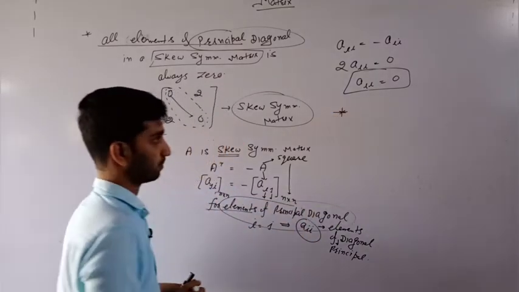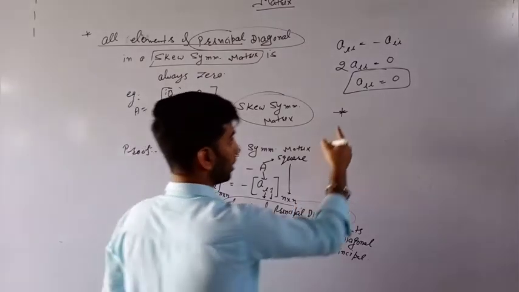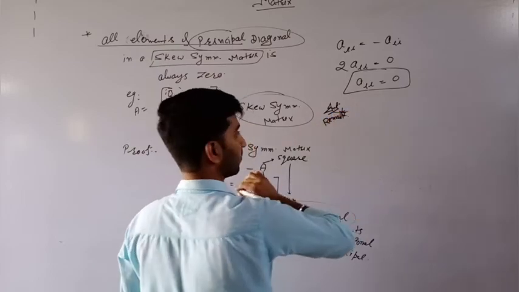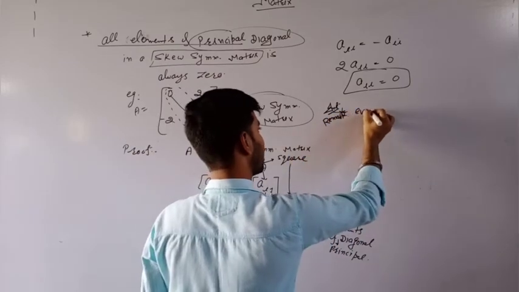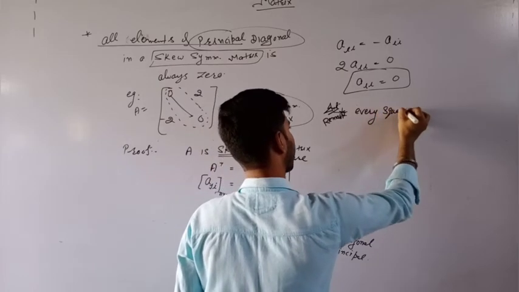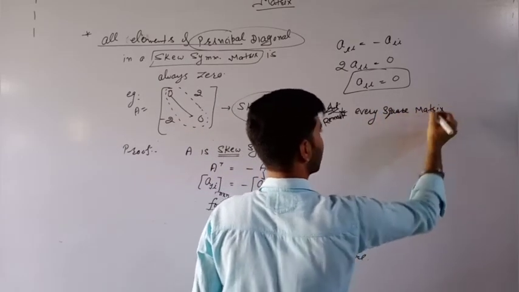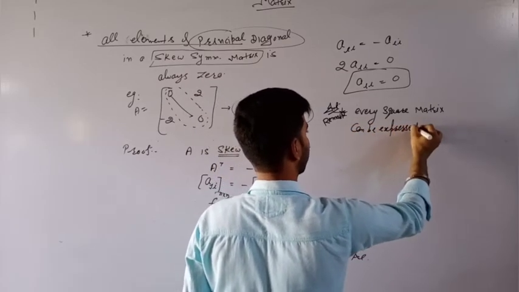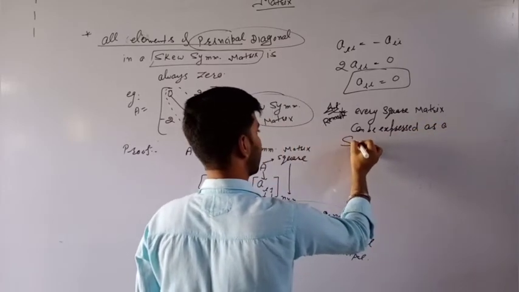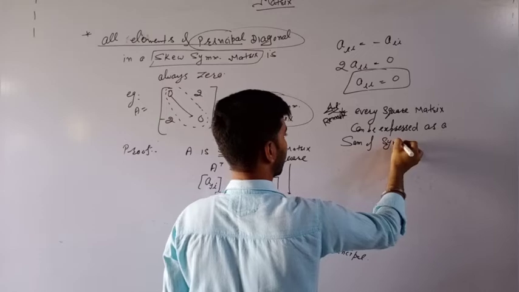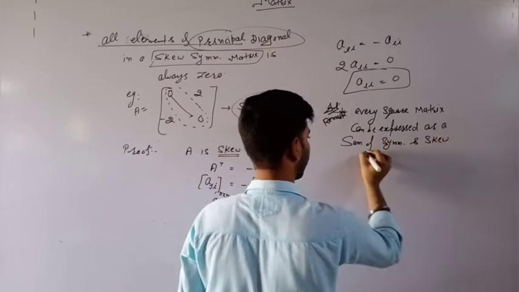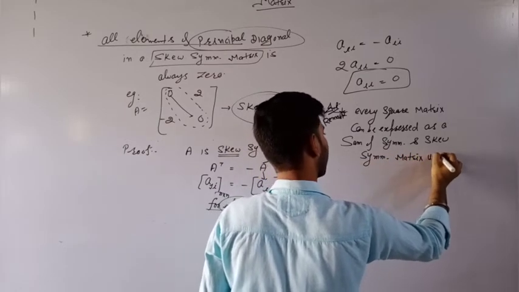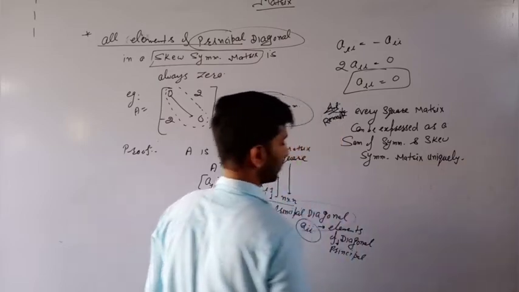Next property, what is the next property? It is the most important property. Remark: it is a theorem that every square matrix can be expressed as a sum of a symmetric and a skew symmetric matrix uniquely.